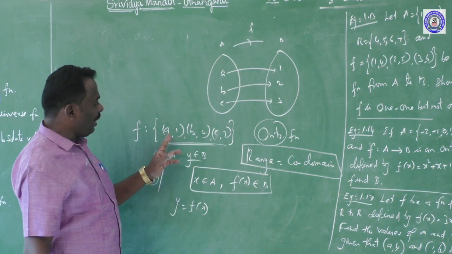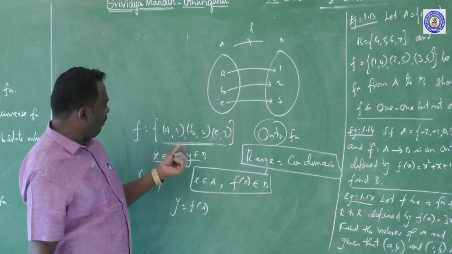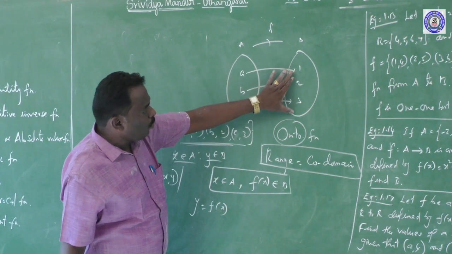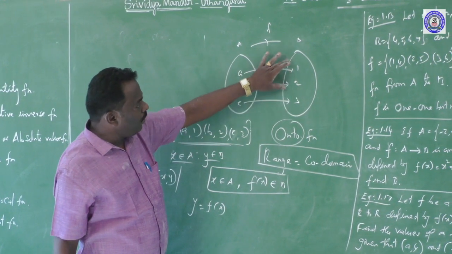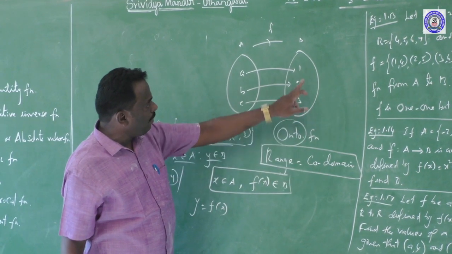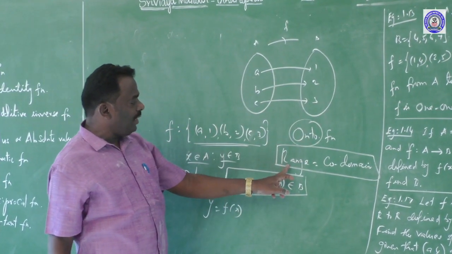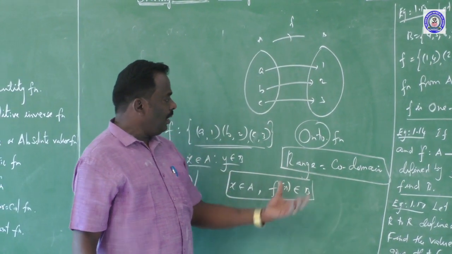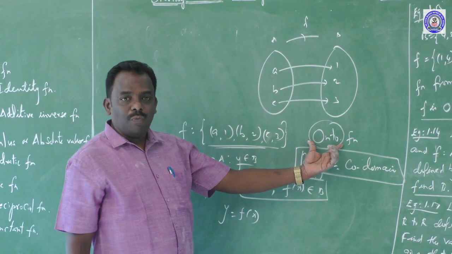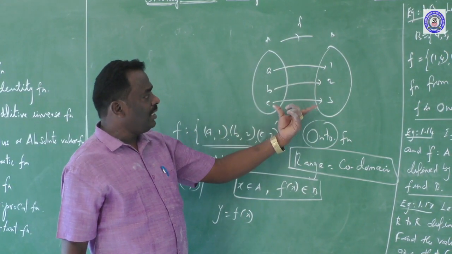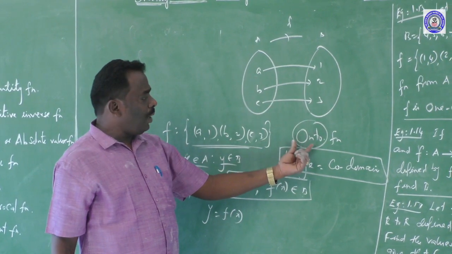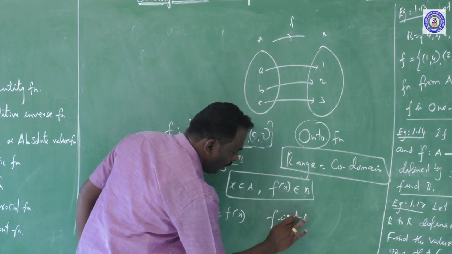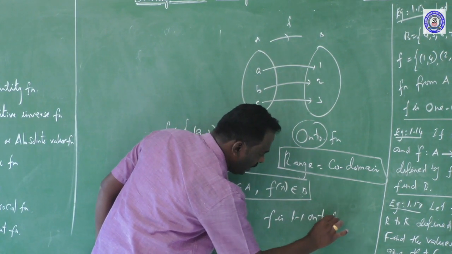So, is this ordered pair representation an onto function? Yes, because the range is 1, 2, 3, which is the codomain of the given function. The codomain is 1, 2, 3, and the range of this function is also 1, 2, 3. Therefore the range is equal to the codomain, so the given function is an onto function. We already know this function is 1-to-1 and also onto.